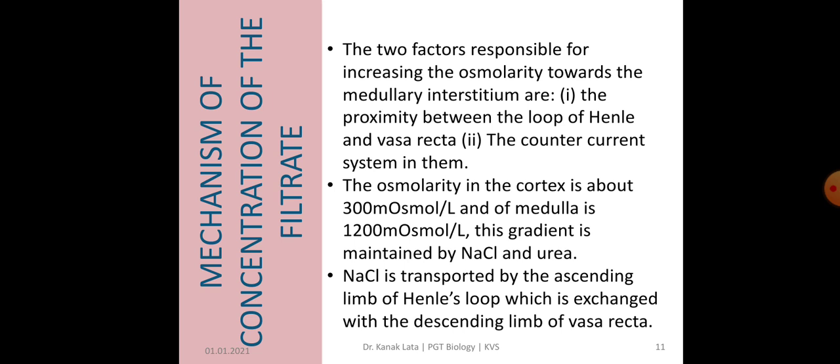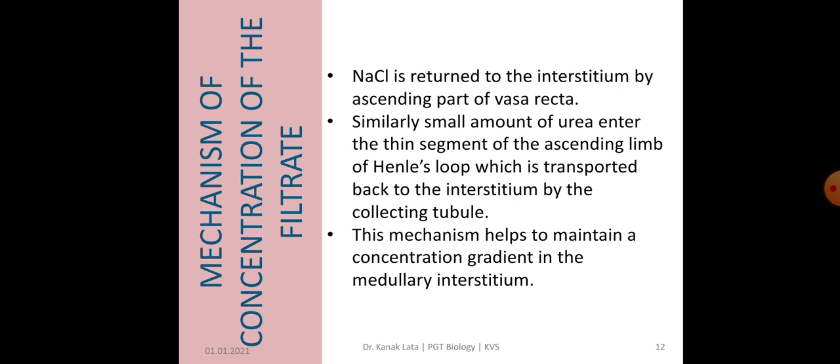The osmolarity in the cortex is about 300 milliosmole per liter and of medulla is 1200 milliosmole per liter, and this gradient is maintained by sodium chloride and urea. Sodium chloride is transported by the ascending limb of Henle's loop, which is exchanged with the descending limb of vasa recta. Then sodium chloride is returned to the interstitium by the ascending part of vasa recta.